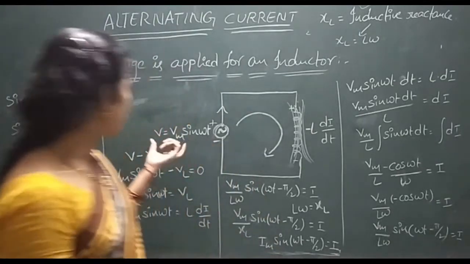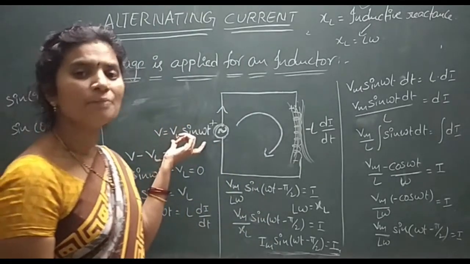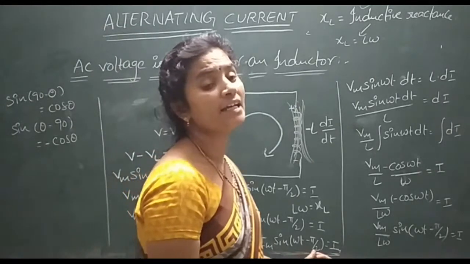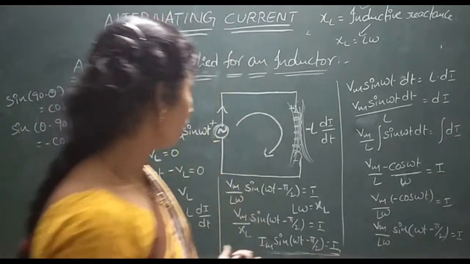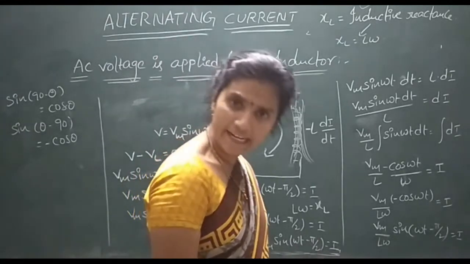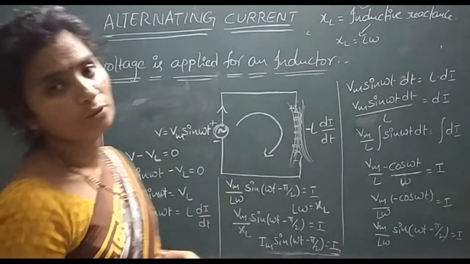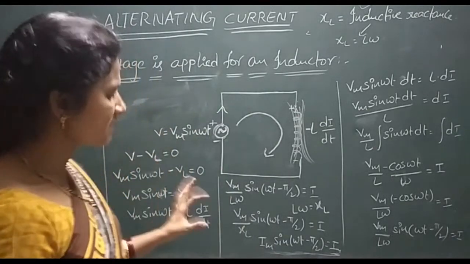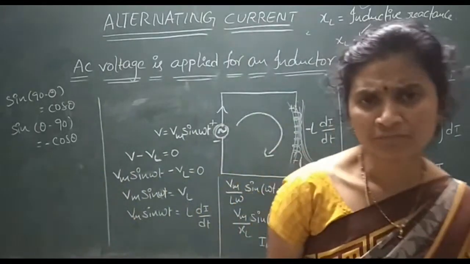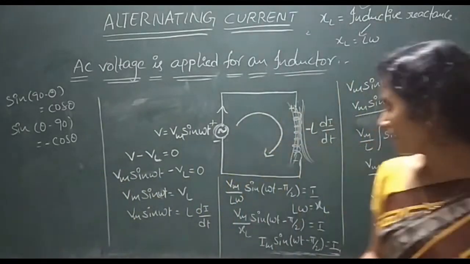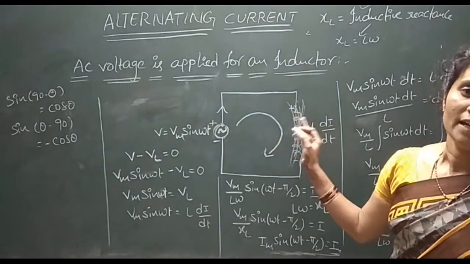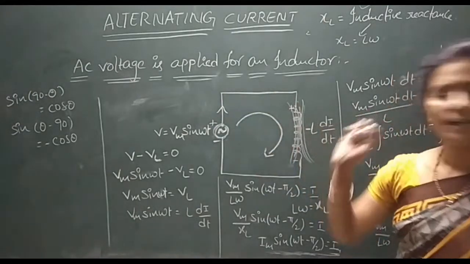So what is the voltage? Voltage is nothing but Vm sin omega t, the maximum voltage, and the current is Im sin of omega t minus pi by 2. This means the current lags by pi by 2 radians when an AC voltage is applied to an inductor. So from this equation we conclude that the current lags by pi by 2 radians when an AC voltage is applied to an inductor.